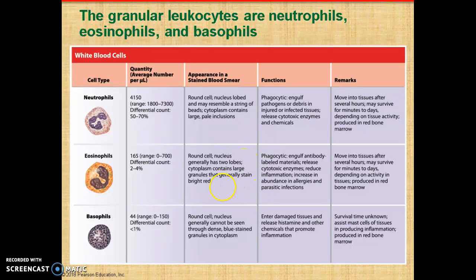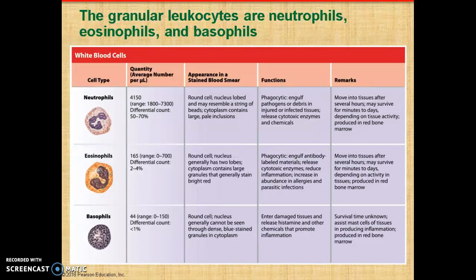The eosinophil is also a phagocyte, but it is going to increase when there is an allergy or when there's a parasitic infection. Basophils are not phagocytes. They enter the damaged tissue and release histamine. What histamine is going to do is promote inflammation.